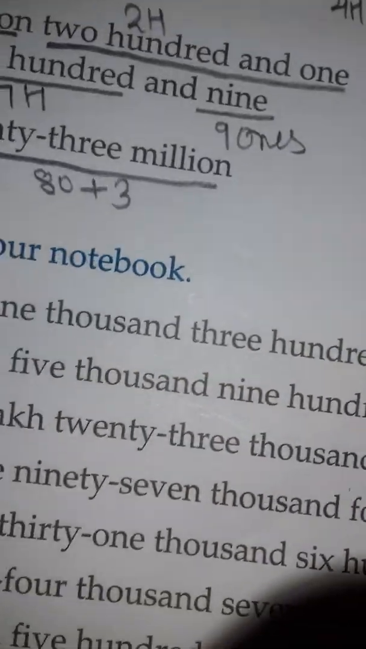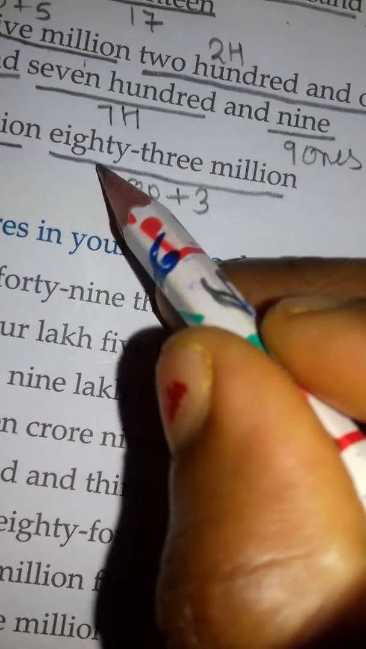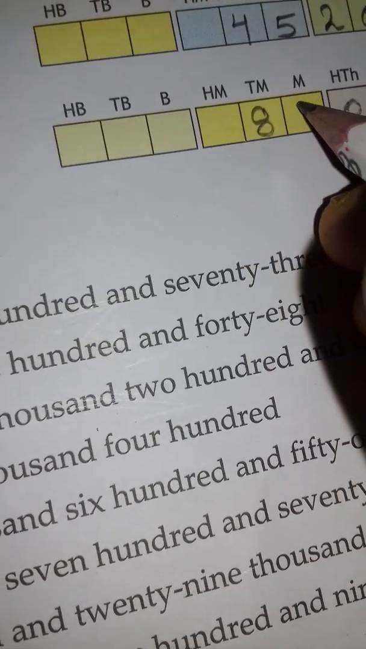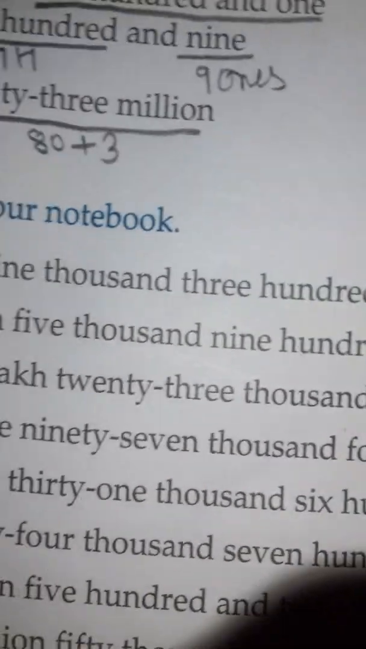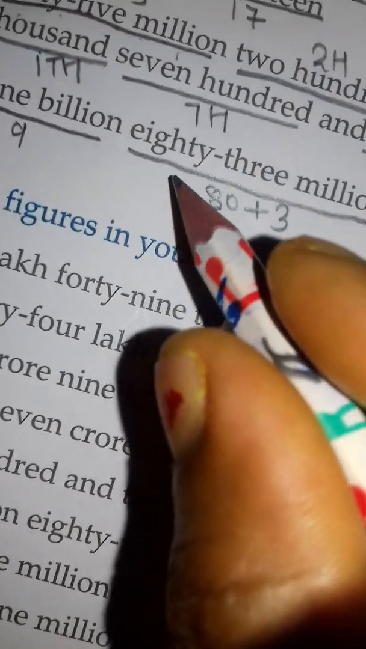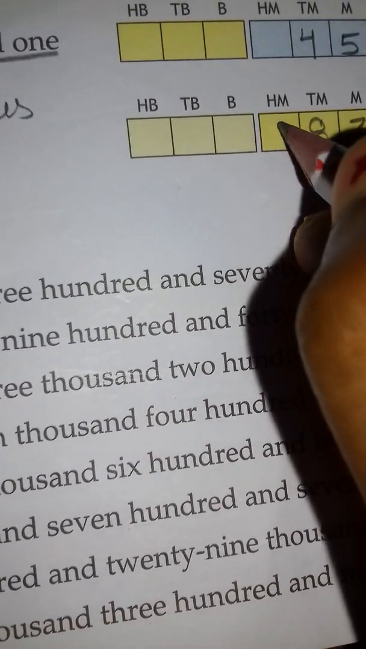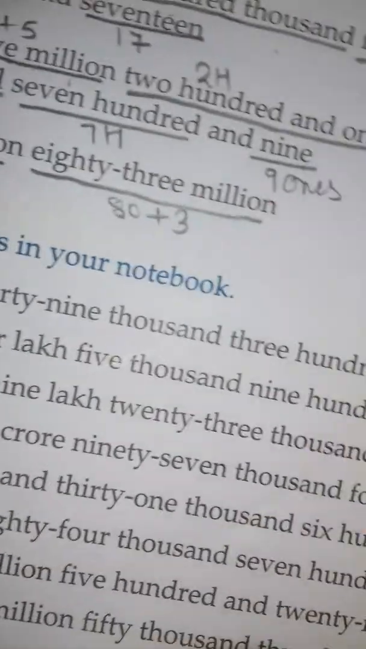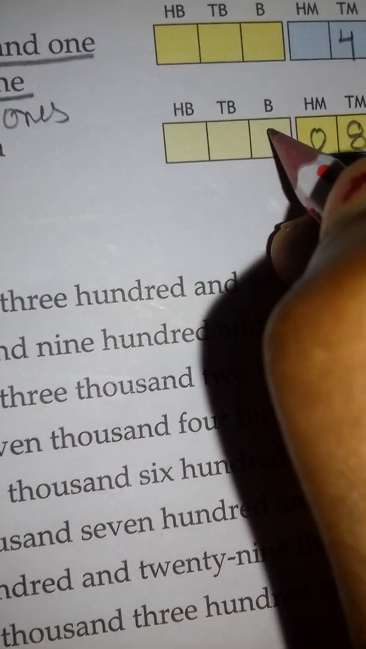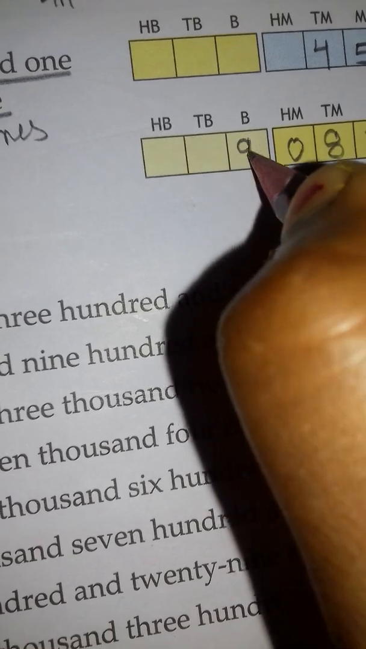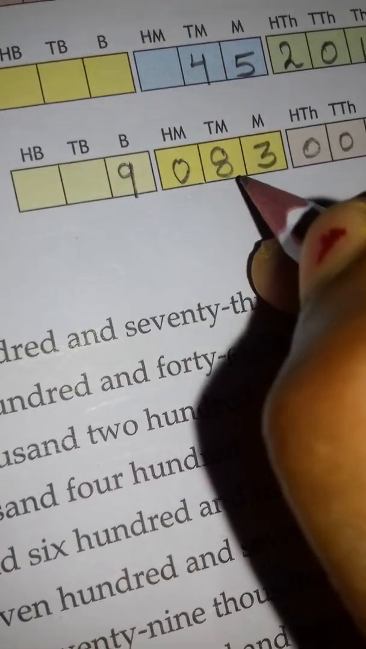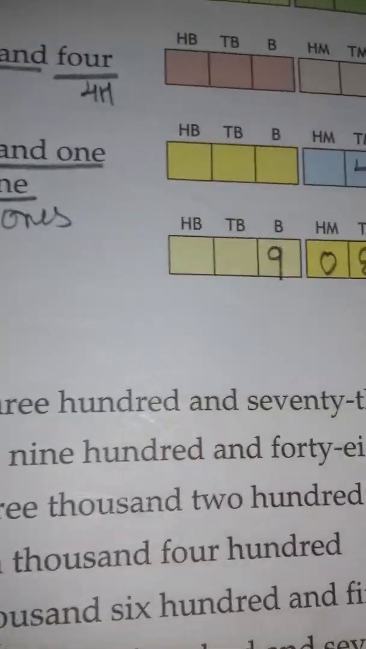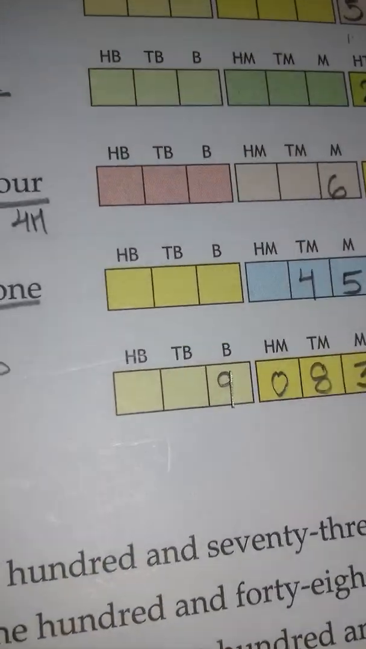Now the million period is given. What is given in the million period? 83 million means 10 million 8 and million 3. So it is 83 million. Then the 100 million place is not given, so we will write 0. And here 9 billion is given. This is the billion place and we will write 9 here. 9 billion 83 million.